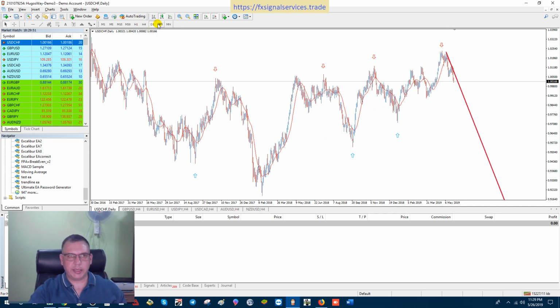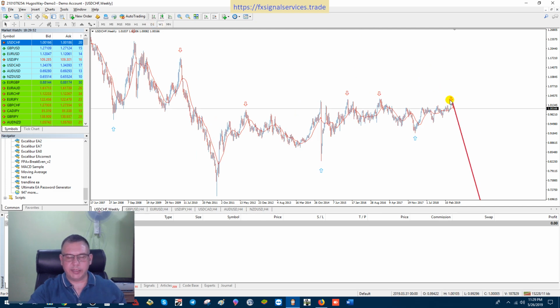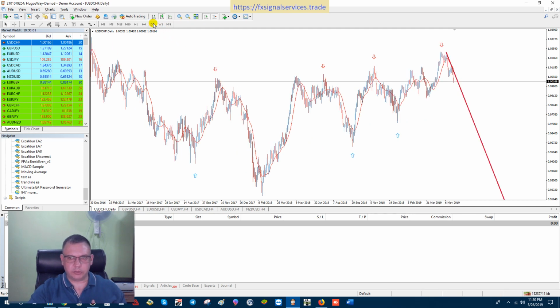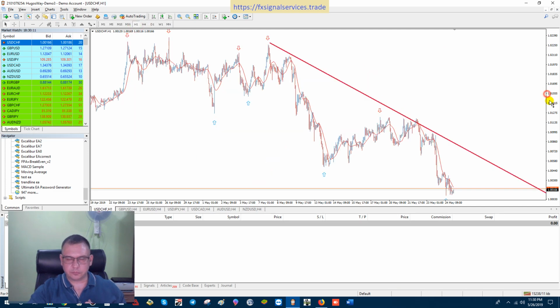If we look at the weekly, we see a down arrow. Monthly, I don't think so. Yeah, you see a down arrow in the monthly. So overall, this is definitely in a downtrend in the long term. In the short term, this week is probably going to go up, hit this trend line, and come down even further. That's what I'm guessing.